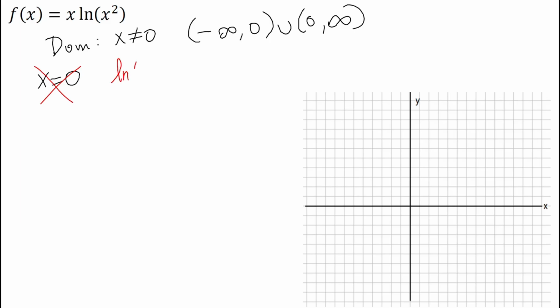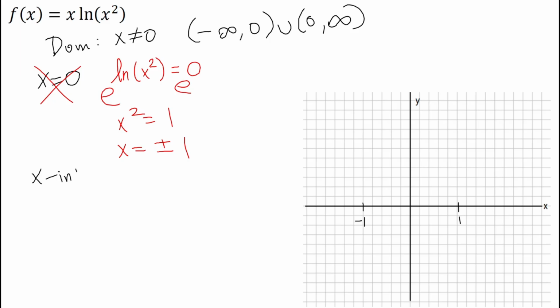But if we set natural log of x squared equal to 0 and exponentiate both sides, we get x squared equals 1, or x is positive or negative 1. So we do have some x-intercepts here of positive 1 and negative 1. So I'm just going to go out here, kind of like 5 units out, make 1 and make negative 1 there. So those are our x-intercepts. They are (1, 0) and (negative 1, 0).